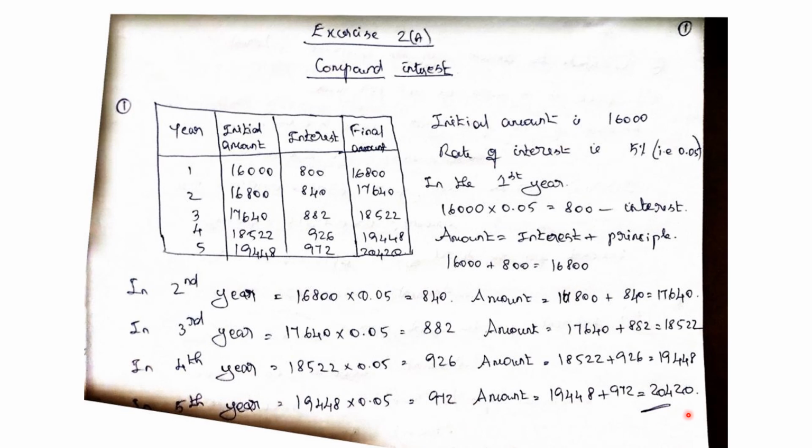So finally the amount will be 20,420. That's what I filled in the table. For your understanding, I have given all this, but you have to show the calculations. Next sum.